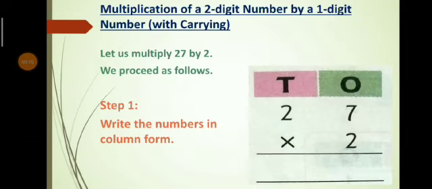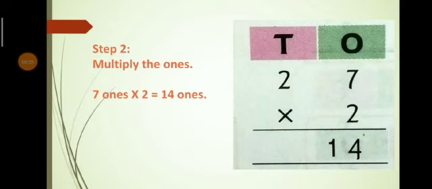Let us learn how to multiply 2-digit number by 1-digit number with carry. Students, let us multiply 27 by 2. First of all, we will write the given numbers in column form. Then, we will multiply the ones. That is 7 ones by 2. We will get 14 ones.